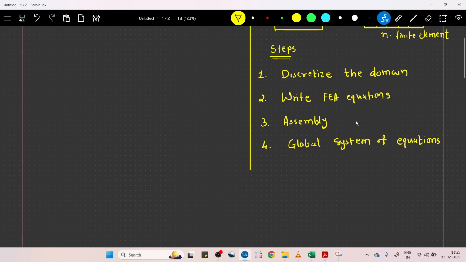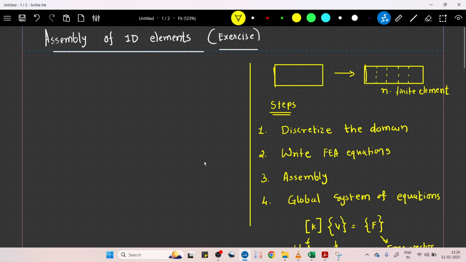Once we get the global system of equations, which looks very similar to the element level equations, this is the global stiffness matrix, this is the displacement vector, and F is the force vector. So this is a recap of the last video. We have also given one exercise for practice.